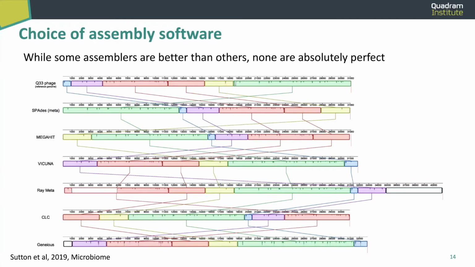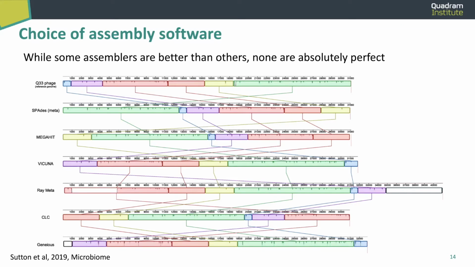I'm using a paper from Sutton and colleagues in Microbiome from a couple of years ago, where they tested a whole bunch of assembly software on a virome. What they did is they spiked their sample with Lactococcus phage Q33, which you can see here at the top. And then they assembled their metagenomes and checked whether they could pull out the phage genome from their spike-in.